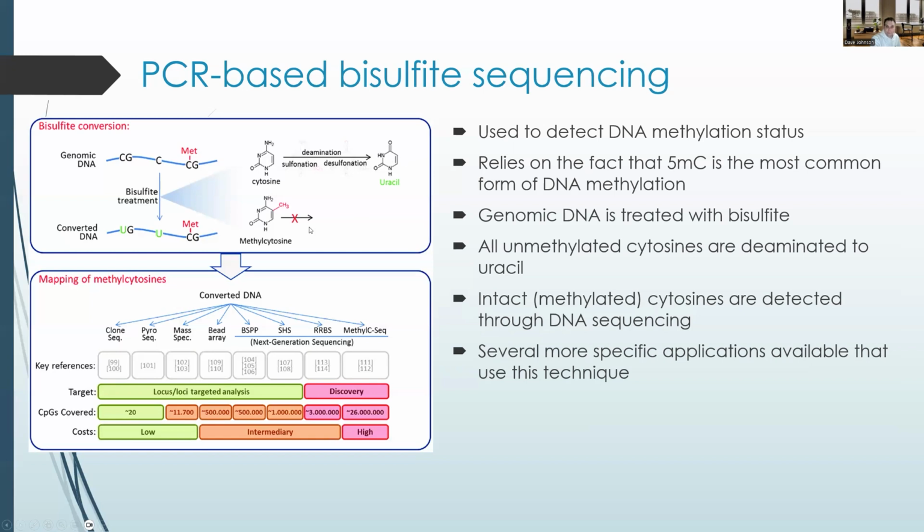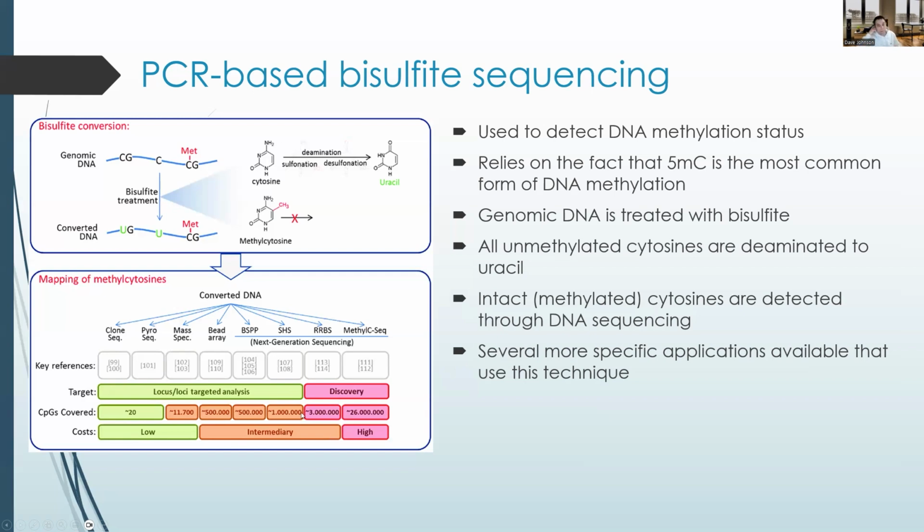Whereas methyl cytosines are protected by that methyl group and they stay as cytosines. Then you follow that up by doing sequencing, and anywhere you detect a cytosine in that sequencing result tells you that that cytosine remained a cytosine, which means it's methylated under whatever condition you're examining. Now, like I said, there are several more specific applications that can give you better resolution. They can give you more targets as opposed to having to know what sequences you're interested in ahead of time. But what you also notice is the cost goes from low to intermediate to high, depending on how much data you want, how good that data is.